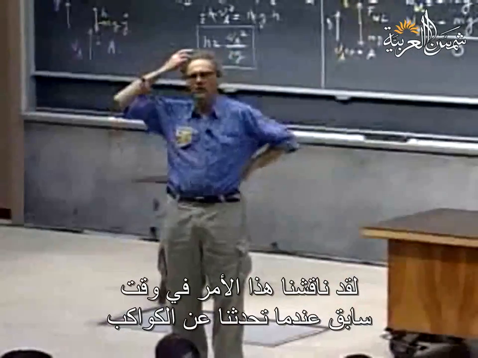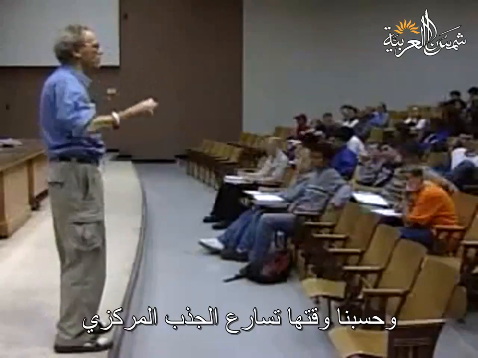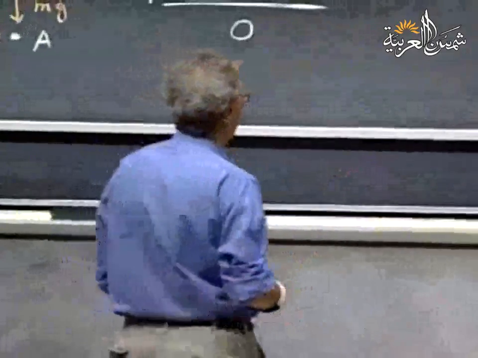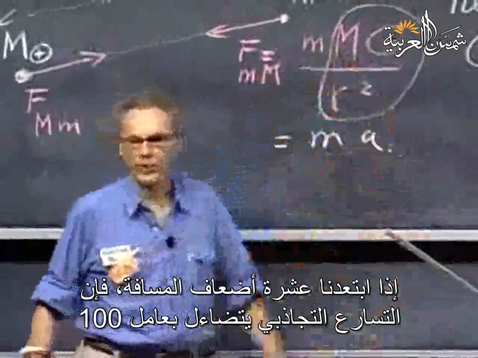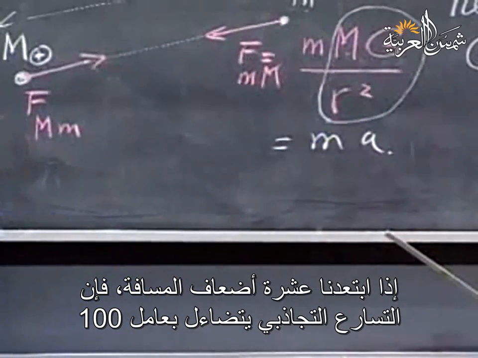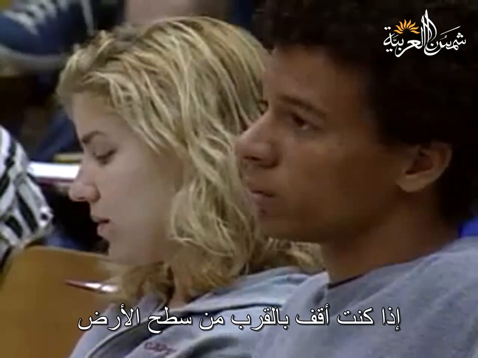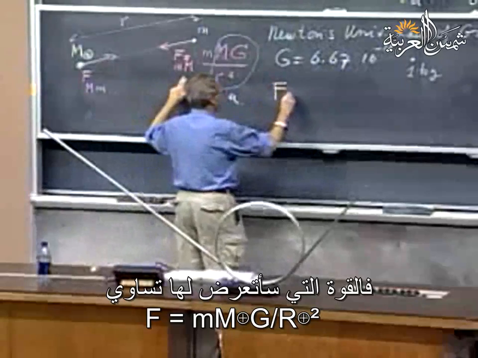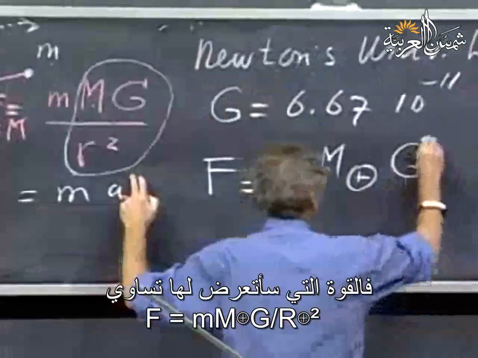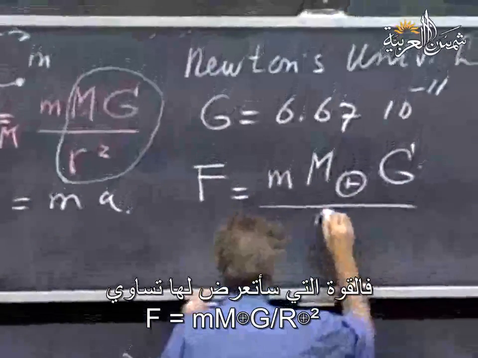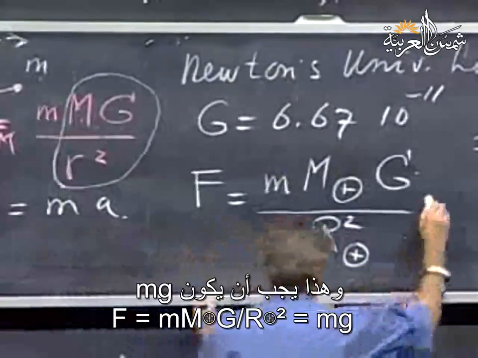We have discussed that earlier when we dealt with the planets and we dealt with uniform circular motions and we evaluated the centripetal acceleration. We came exactly to that conclusion that the gravitational acceleration falls off as 1 over r squared. 10 times further away, the gravitational acceleration is down by a factor of 100. If you are standing near the surface of the Earth, then of course the force that I will experience is my mass times the mass of the Earth times the gravitational constant divided by the radius of the Earth squared, just like we had earlier, and so this must be mg.